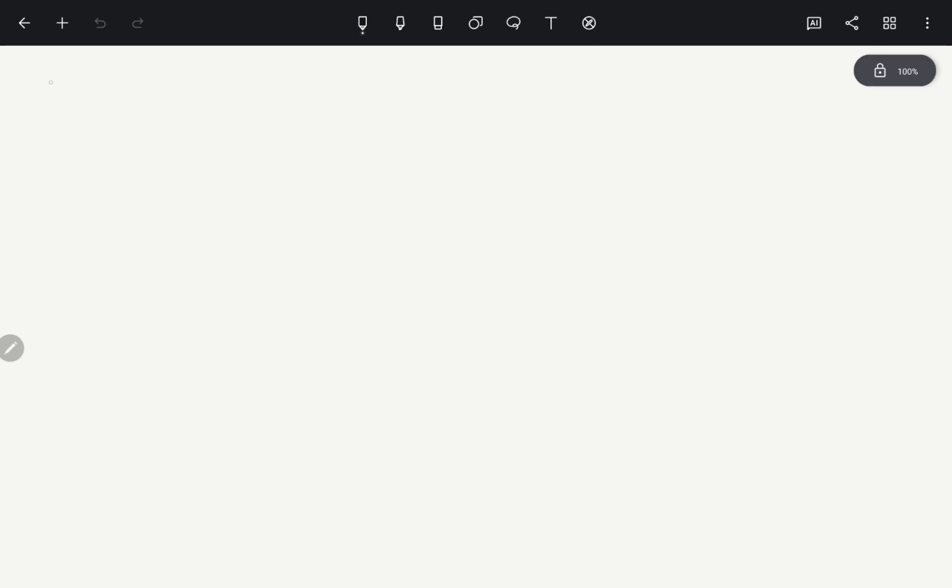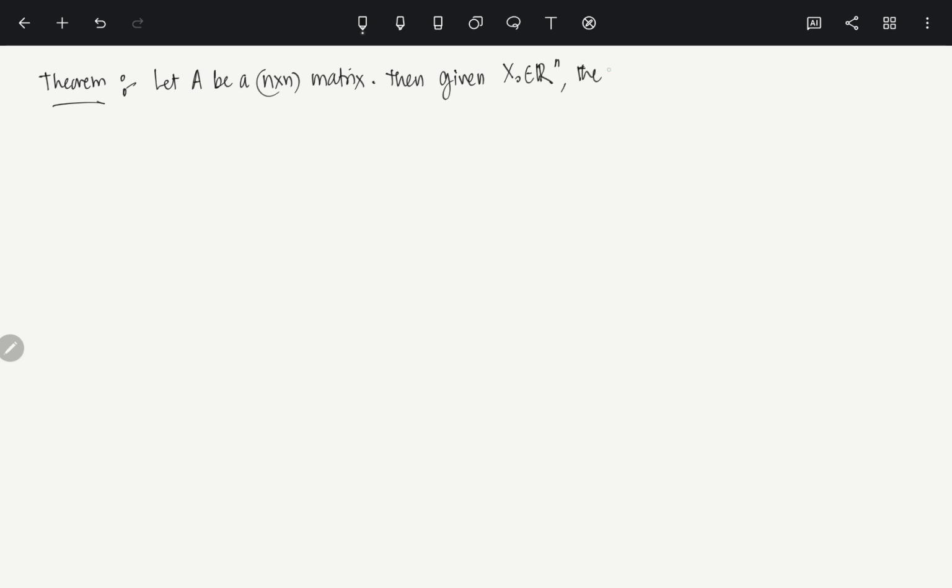So now we talk about the fundamental theorem. Theorem: let A be an n cross n matrix. Then given x naught in R^n, the initial value problem x prime equals A x, x(0) equals x naught, please remember this is a constant coefficient system, admits a unique solution.